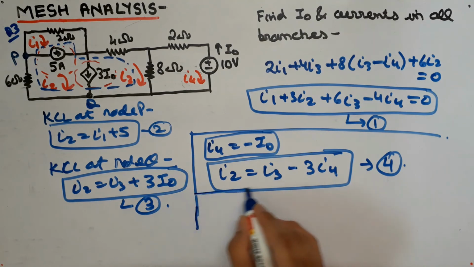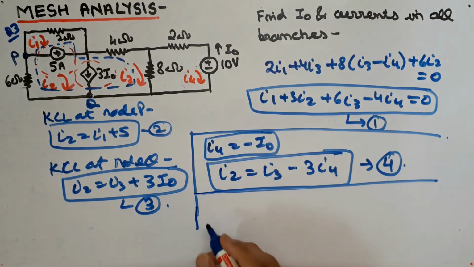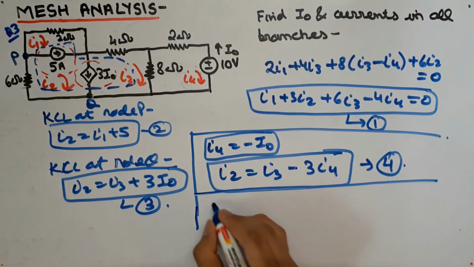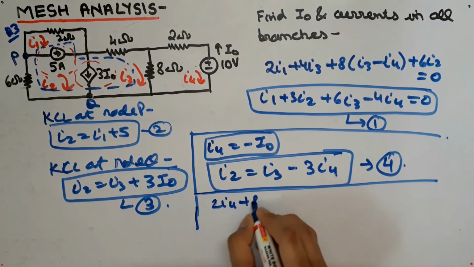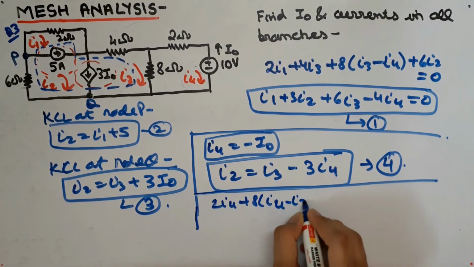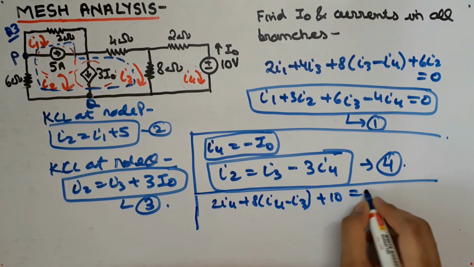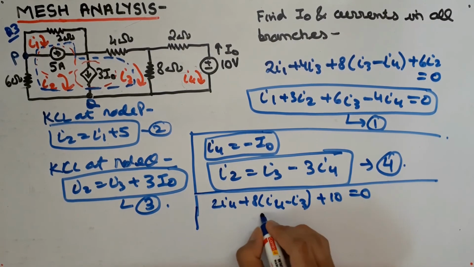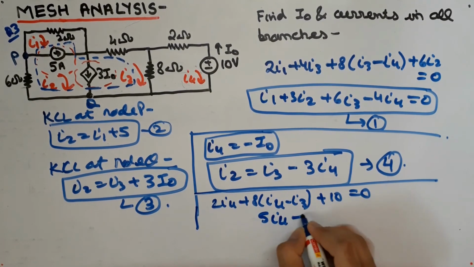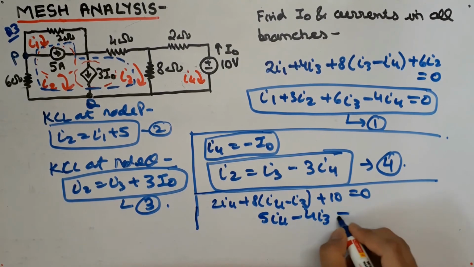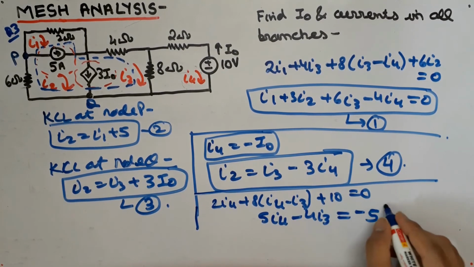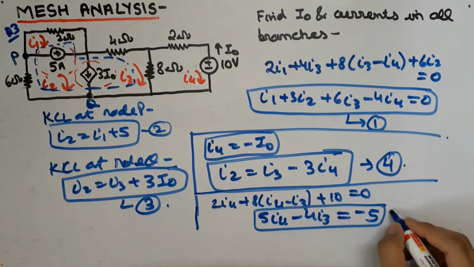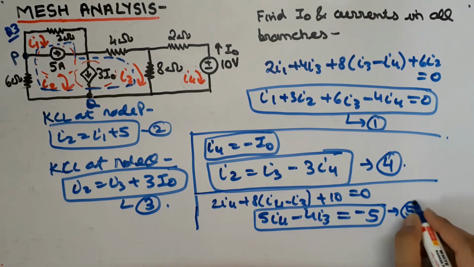Now similarly we are going to apply KVL in mesh 4. That is, from there we will get 2I4 + 8(I4 - I3) + 10 = 0. That is, on further rearranging you will get 5I4 - 4I3 = -5. We will name this equation as equation 5.